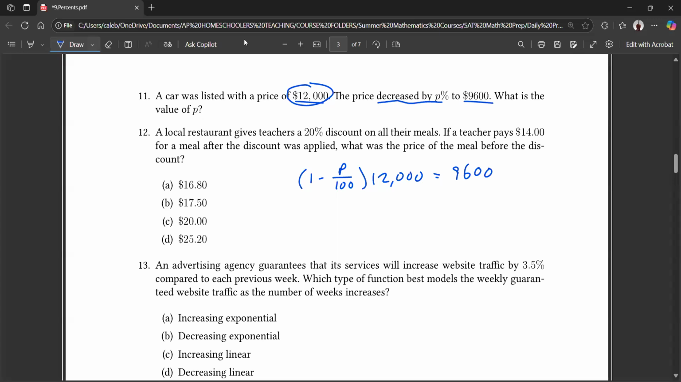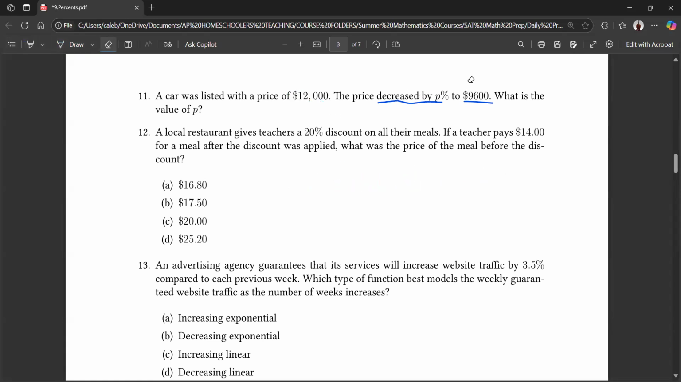Instantly, you can see this is just a linear equation and we're solving for P. So that's kind of the strategy you want to take for these percentage problems. And then I think let's do two more examples because I want to do 12.